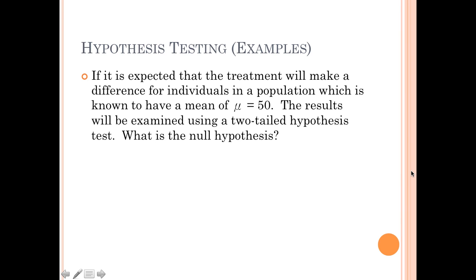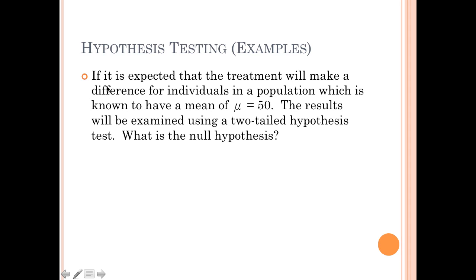And here's an example. If it is expected that the treatment will make a difference for individuals in a population which is known to have a mean of 50, the results will be examined using a two-tailed test. What's the null hypothesis? So in this example, the key word here is difference. It doesn't say anything about increase or decrease or what kind of treatment it is.